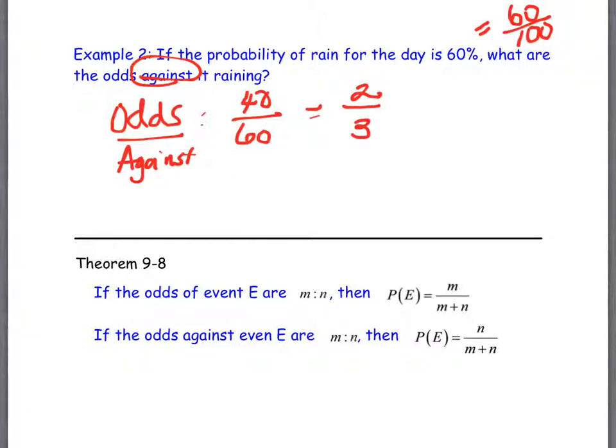So this is 2 to 3 odds against it raining. All right, Theorem 9.8 actually shows the relationship between probability and odds.